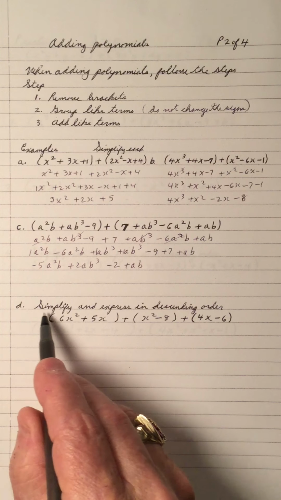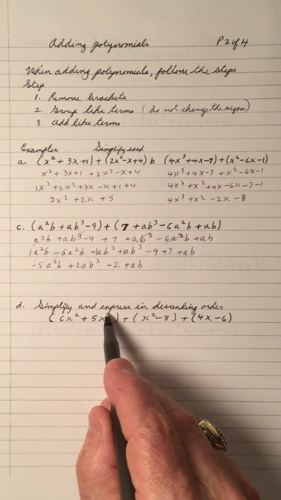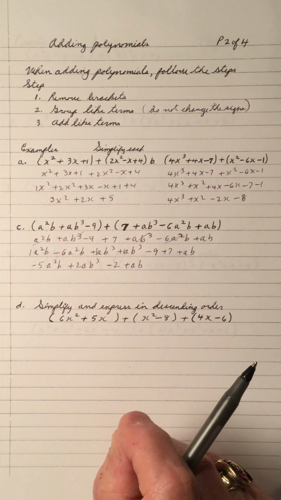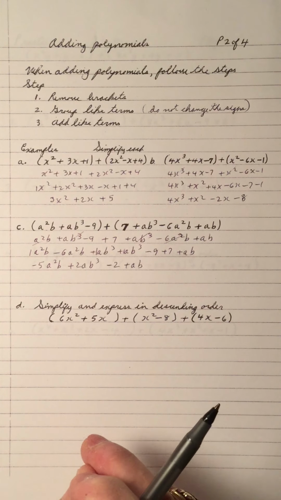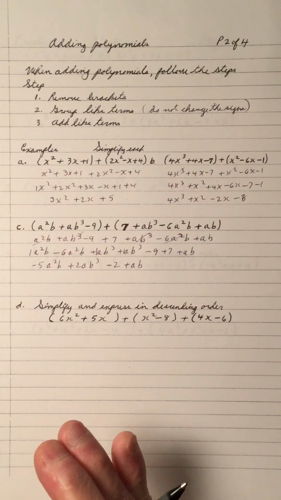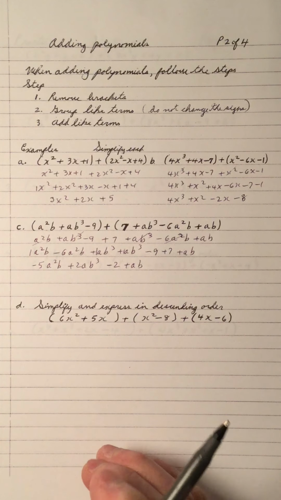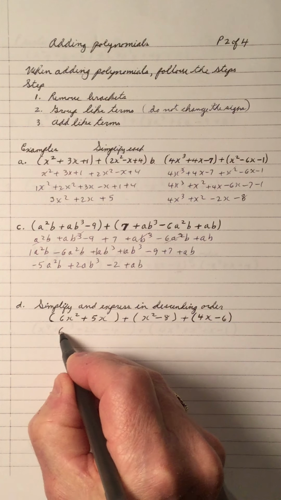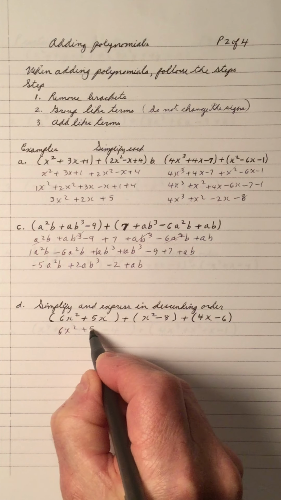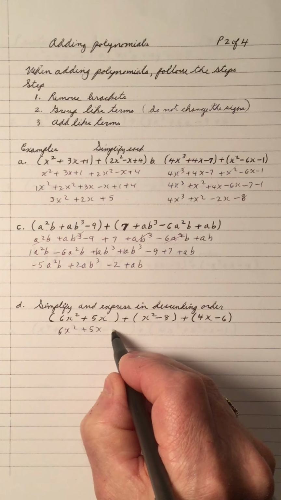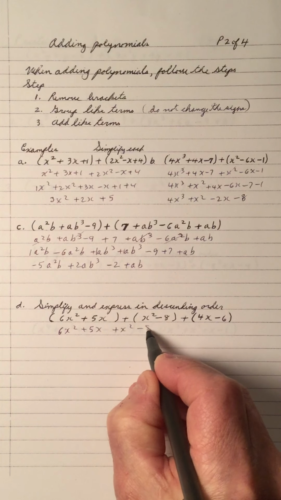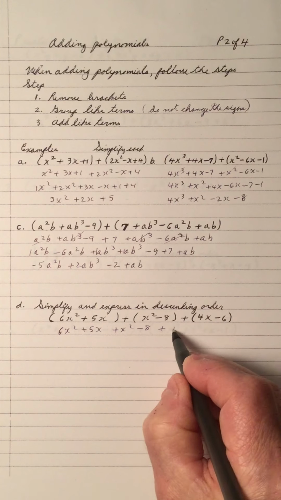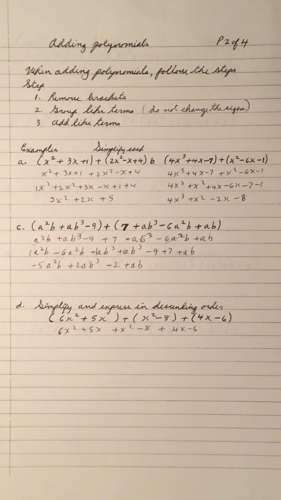And number D, simplify and express in descending order. If I have single variables, like all x's or all a's or all y's, I always write it in descending order. It's a good habit to do. Now I've got 3 brackets, so let's remove the brackets. Okay, here we go. Let me just write them down. Because when you're adding, you do not change. You leave that stay as a plus and a minus. Because you're adding, you let the 4x minus 6 stay.